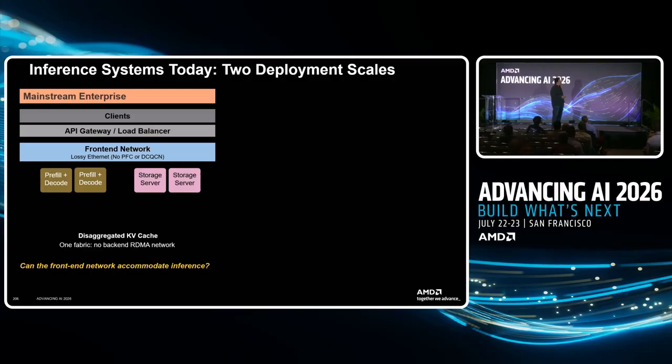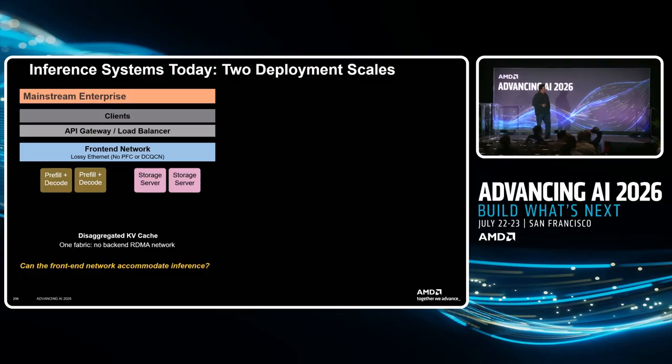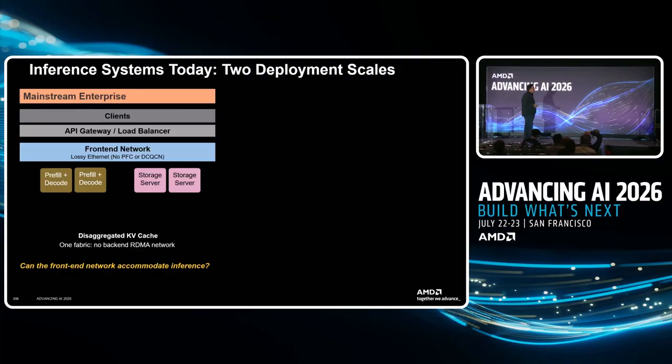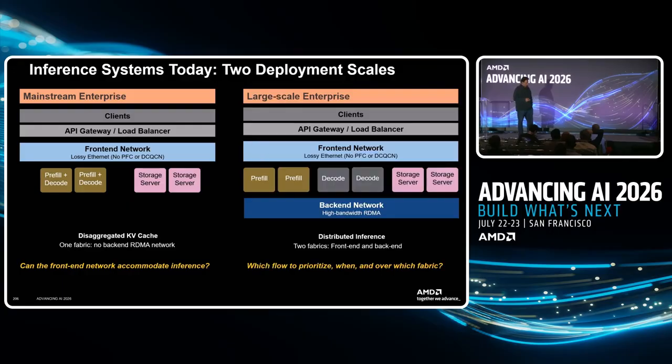So there are two kinds of inference systems today. You can think of the mainstream, where there's a whole bunch of prefill and decode done in a single or two GPUs, and they're not disaggregated. And the storage is typically external and accessed through the front-end network, which is lossy Ethernet. So typically, a lot of TCP type traffic is moving on that front-end storage. In addition, storage traffic is also using TCP. And the question is, can we make this front-end accommodate inference in a high-speed sort of way?